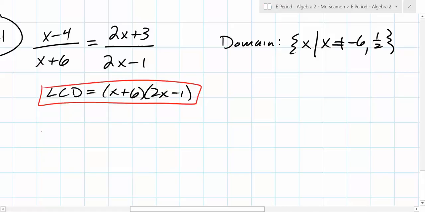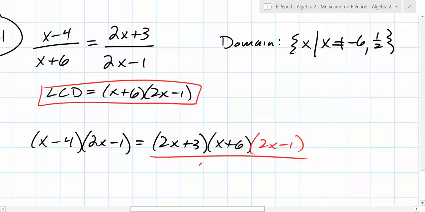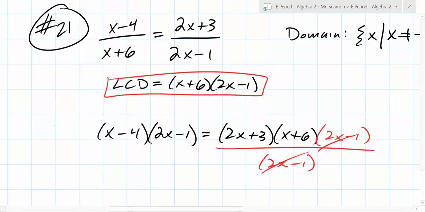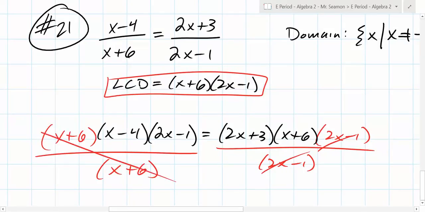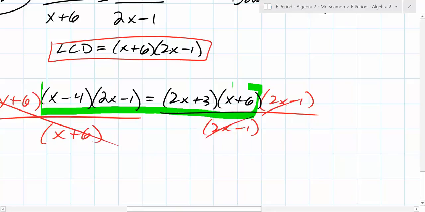And if you multiply everything by it, you end up with what? x minus 4 times 2x minus 1. And what's the other side going to equal? 2x plus 3 times x plus 6. Because there was a 2x minus 1 here, but what did that cancel with? These canceled, right? And what was over on the other side? The x plus 6, but what was in the denominator? That's why we did the multiplication, because now, when we just have this, are there any fractions involved? No. What do you have to do at this point?